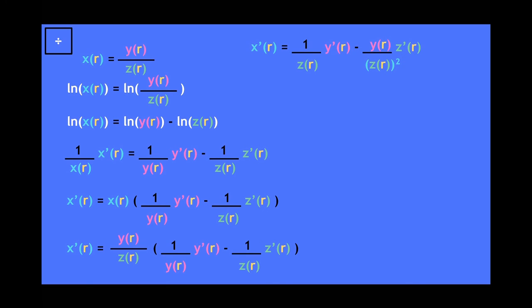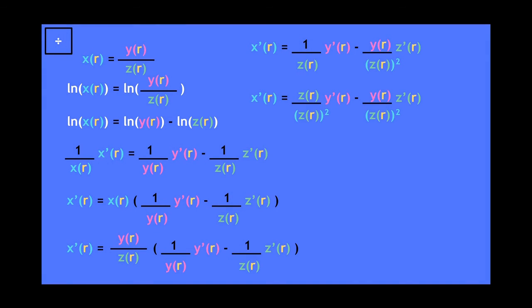And from here, what we want to do is clean this up a little bit, because we have two separate terms, but we could multiply the top and bottom of our left term by z of r, and that'll allow us to eventually collect like terms and solve in a much easier way and have a nice quotient rule. So what we'll have is x prime of r is equal to z of r divided by z of r squared times y prime of r minus y of r over z of r squared times z prime of r.